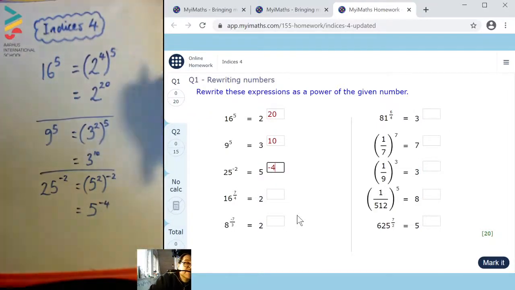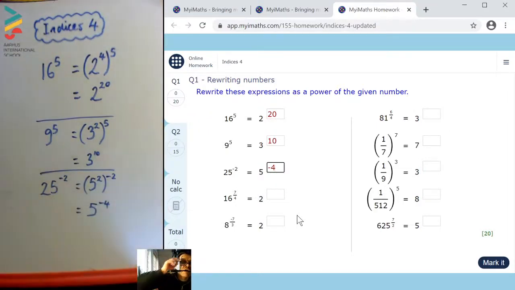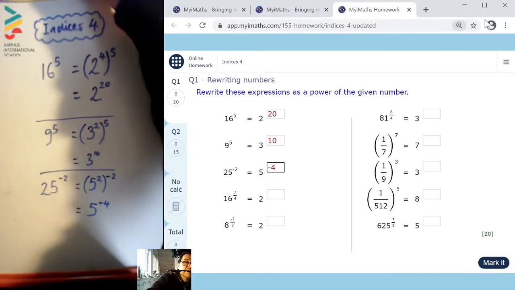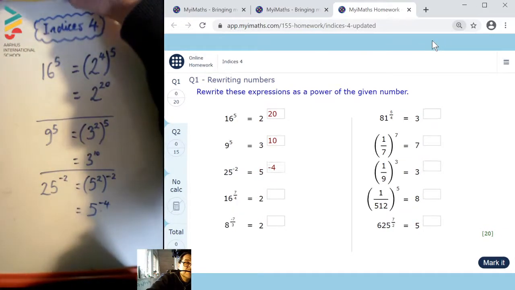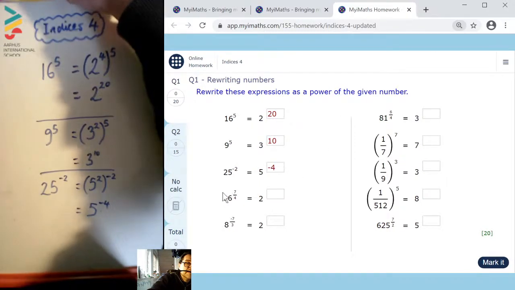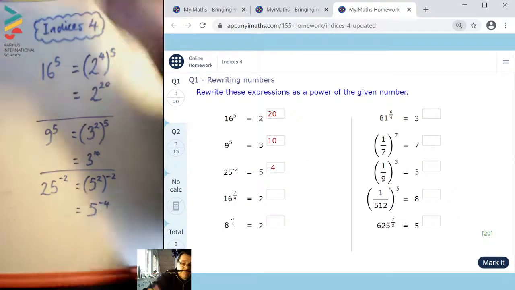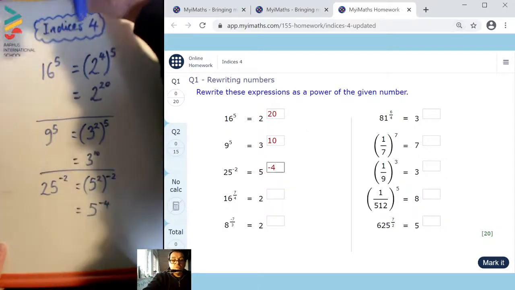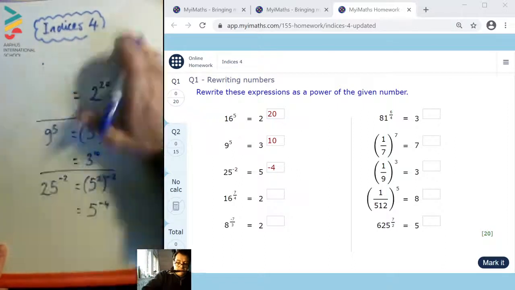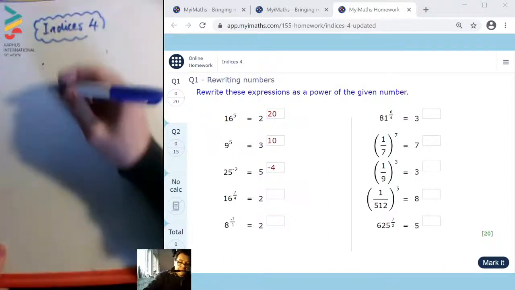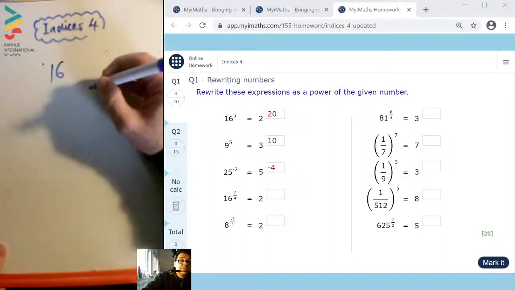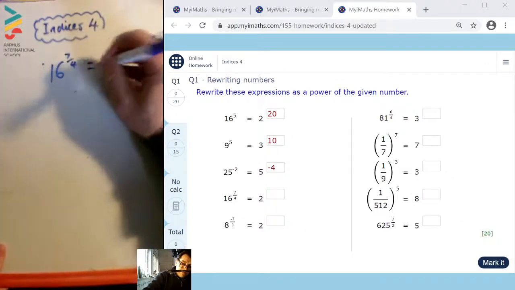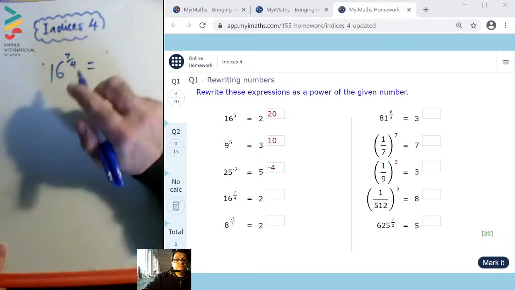Okay, this one says 16 to the power of 704, if I'm reading that correctly. Let's just zoom in a bit. I'm not sure I can zoom in with this. 16 to the power of 7 over 4, I'm pretty sure it is. I'll just wipe my board with my fingers. 16 to the power of 7 over 4, and we want it written as 2 to the power of something.